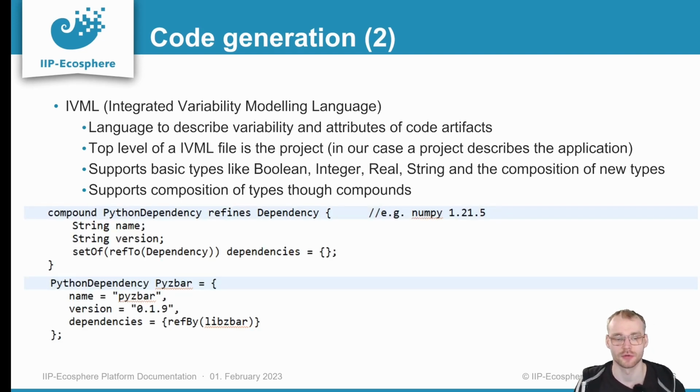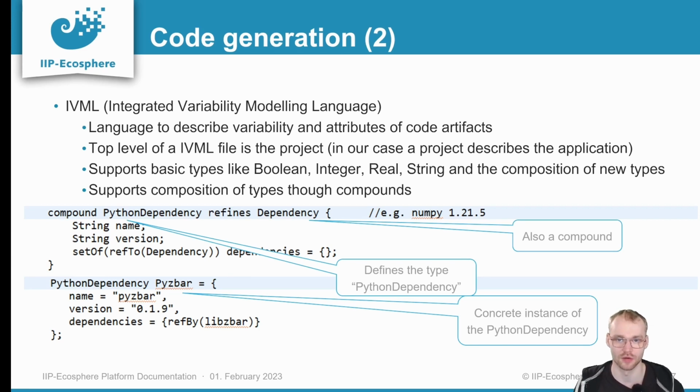We see the compound Python dependency, which defines dependency. Here we define a new type, and this type is using or refining an already defined type, which also is a compound we defined. Python dependency now has everything a dependency has as attributes, and adding 3 more, which is name, version, and a set of further dependencies. Ref2 in this case defines the type of the set of the dependencies, so we can not only put Python dependencies in there. A concrete variable based on Python dependency is pyzbar with a name, the same name used to install the pip package, and a version.